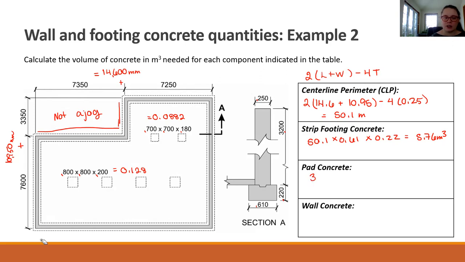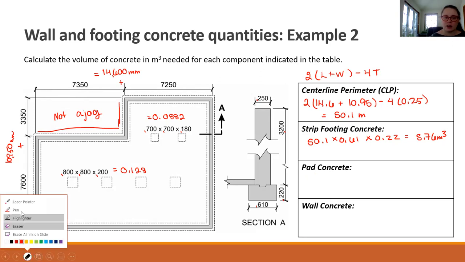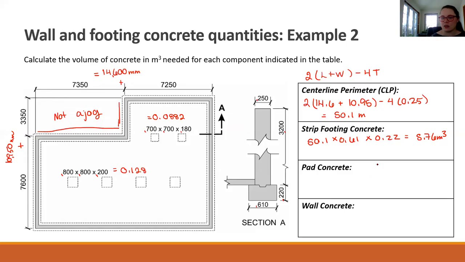I have 2 pads that are 0.0882 meters cubed. Plus, I'm going to have to add in 4 that are 0.128 meters cubed. And if you multiply first and then add the 2 together, you will get a total volume of 1.07. So multiply first, then add them together, and then round at the end here.